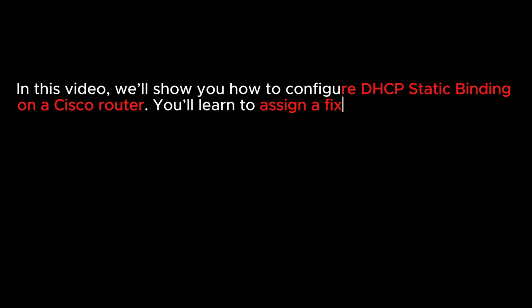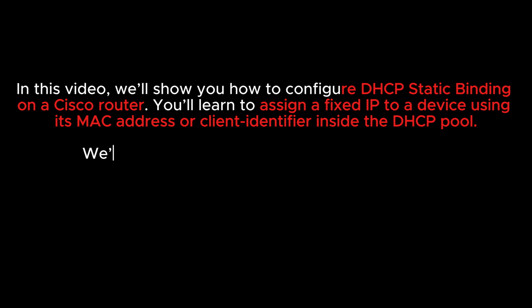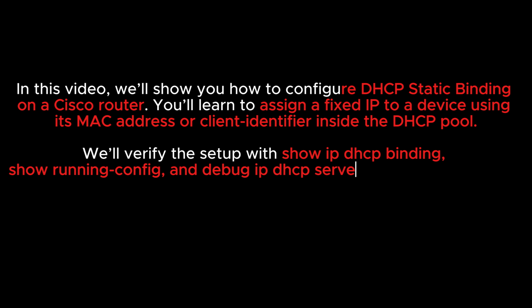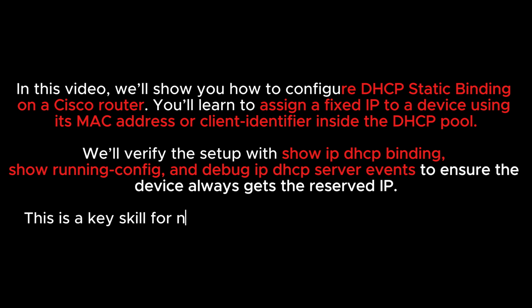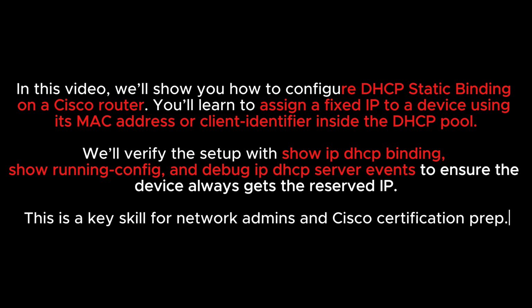In this video, we'll show you how to configure DHCP static binding on a Cisco router. You'll learn to assign a fixed IP to a device using its MAC address or client identifier inside the DHCP pool. We'll verify the setup with show ip dhcp binding, show running-config, and debug ip dhcp server events to ensure the device always gets the reserved IP. This is a key skill for network admins and Cisco certification prep.